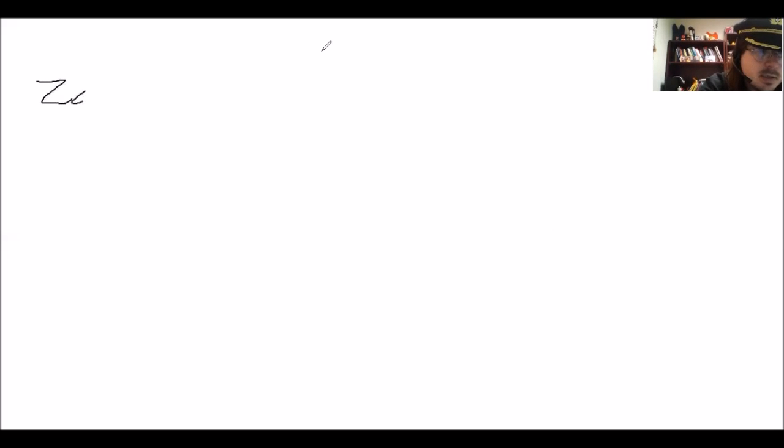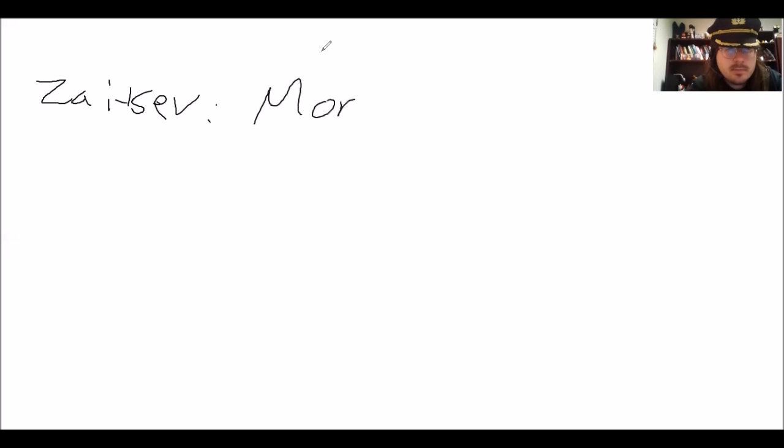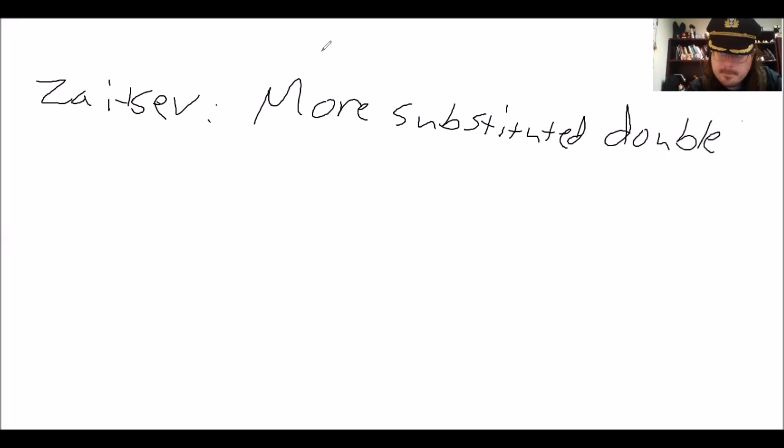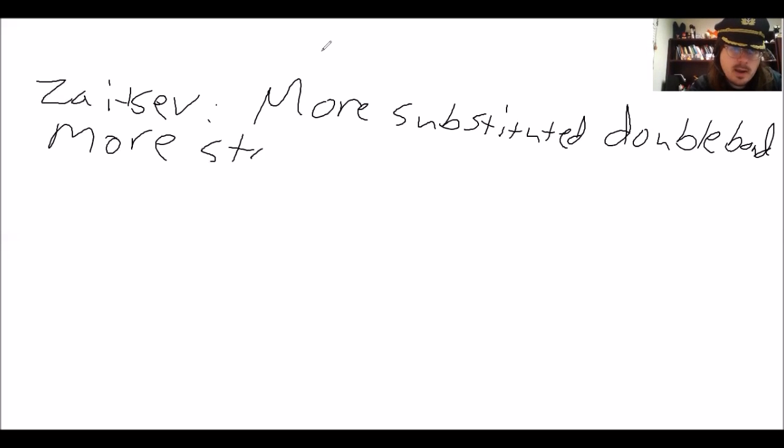Zaitsev, essentially, literally, the more highly substituted double bonds are more stable. But the way I like to look at it is, poor gets poorer.